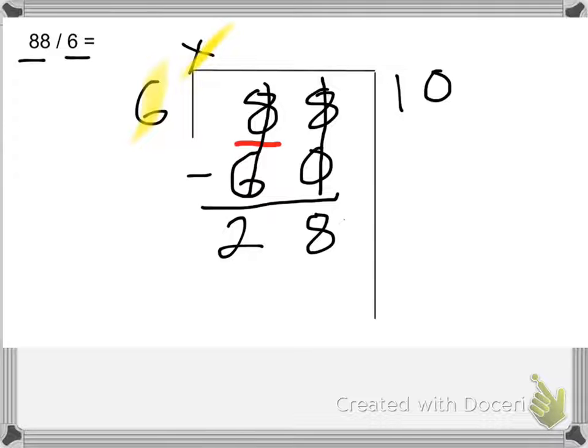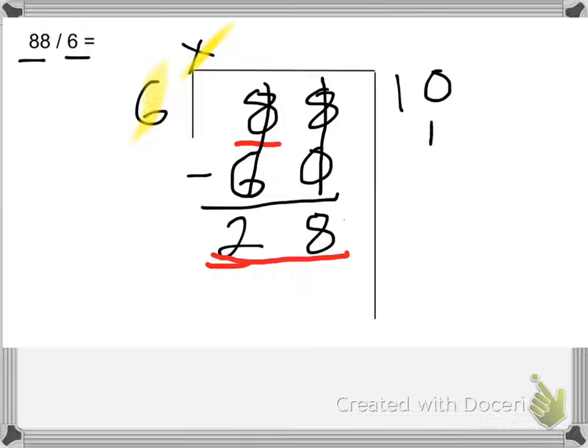Okay? And from here, I'm going to start the process over again. I'm going to underline the first digit. Then I'm going to ask myself, can 6 go into 2? No, it can't. So then I'm going to continue my underline to 28. Now I'm going to ask myself this question. How many times can 6 go into 28? Okay. 6 can go into 28 4 times.